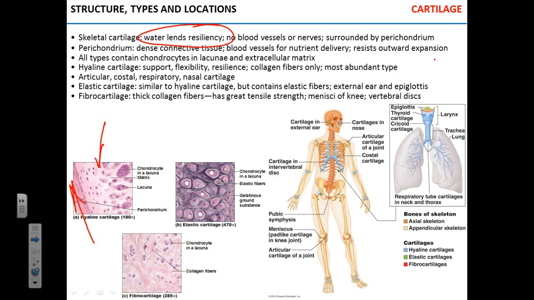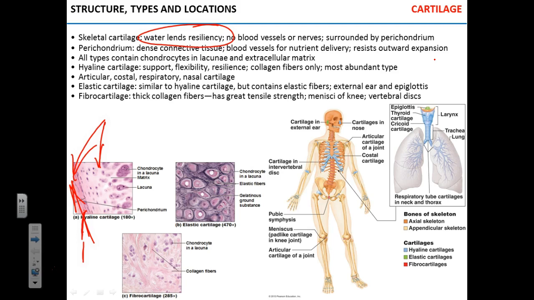So the perichondrium surrounds cartilage. It's a layer of dense connective tissue, okay? And it restricts the cartilage in terms of expanding outwards. So if you think about this, think about a water-filled bladder. If you press on the bladder, it starts to expand. Does that make sense? So that perichondrium prevents cartilage that contains a lot of water from expanding.